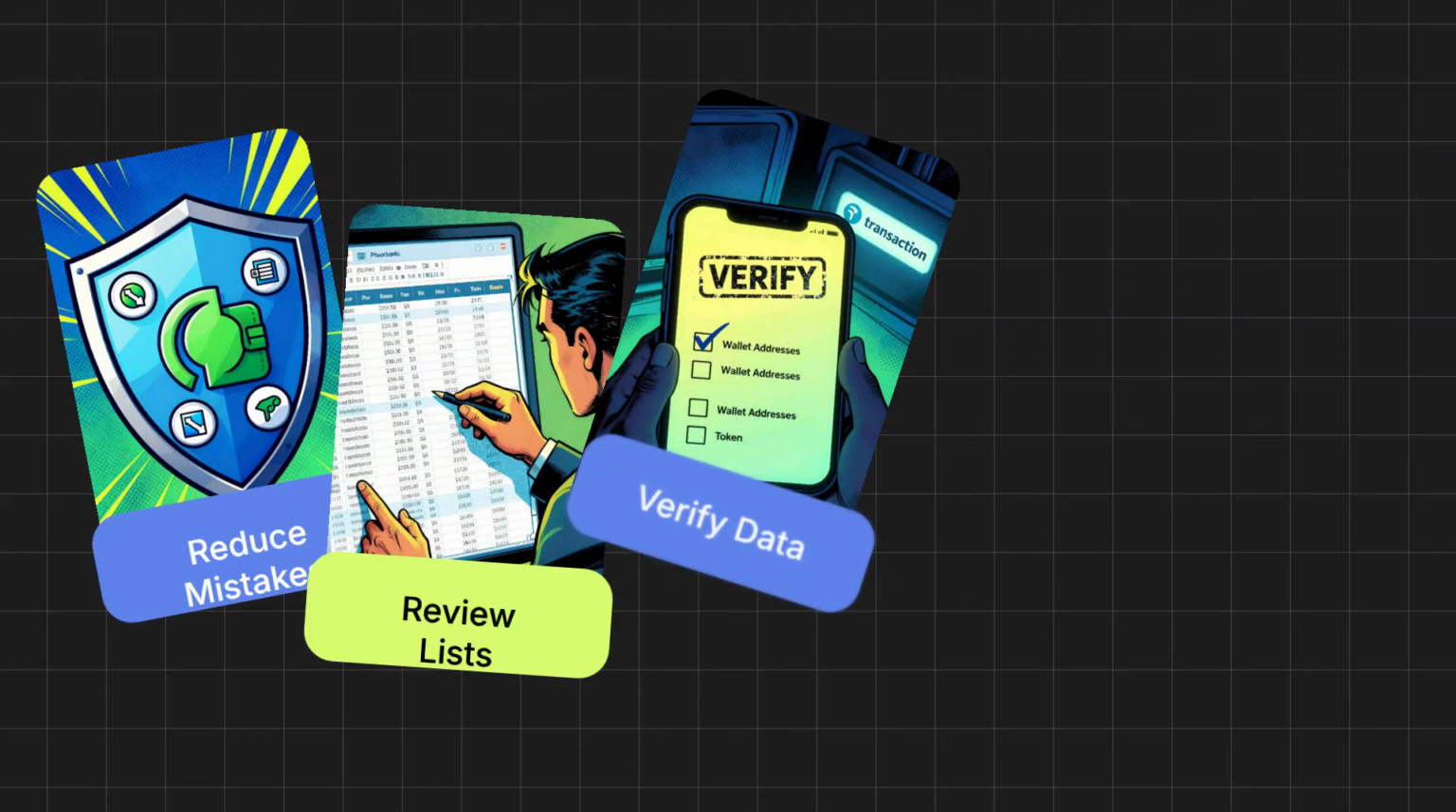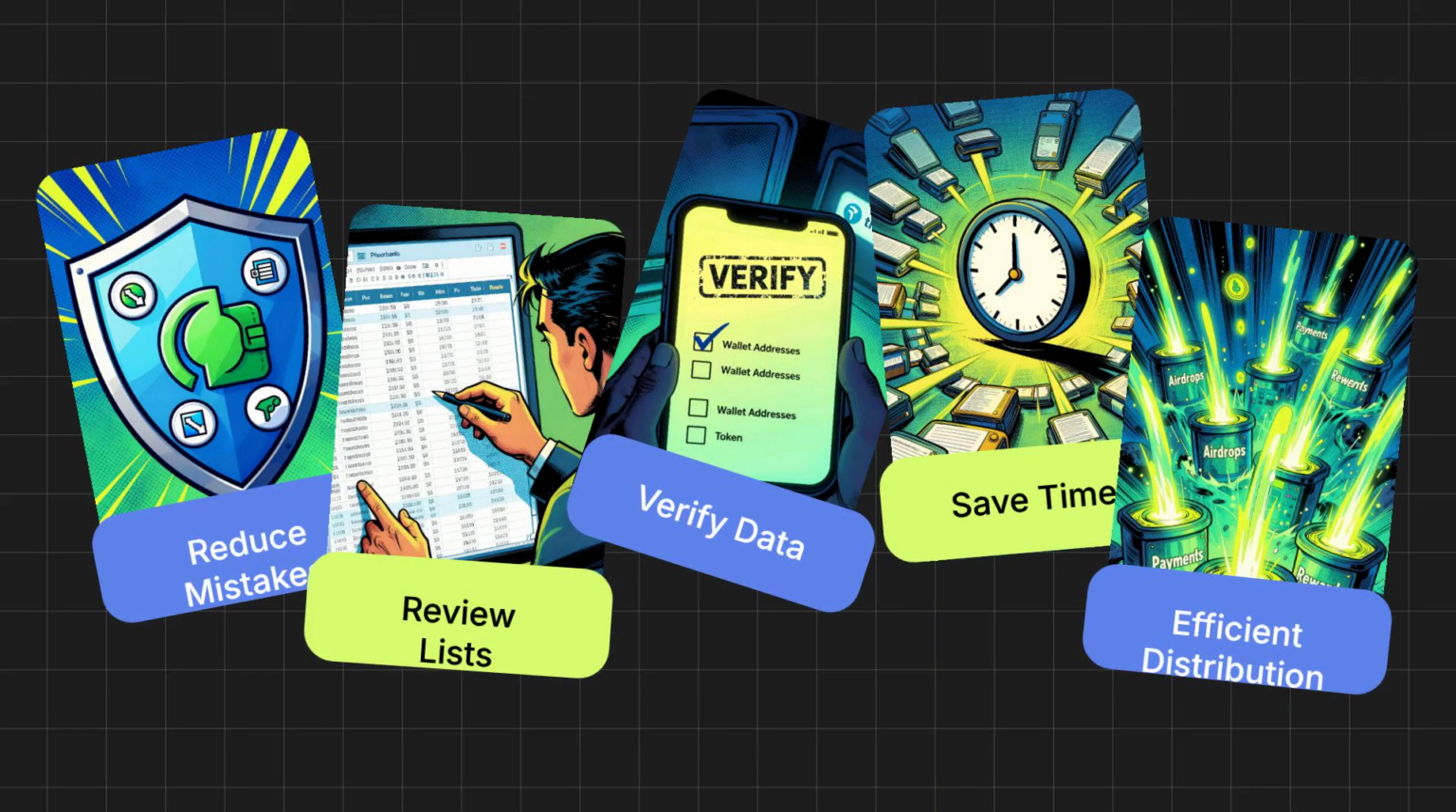Batch distribution workflows help reduce mistakes when sending tokens to multiple recipients. Instead of entering each wallet address and amount manually, projects can review the full distribution list before executing the transaction. This makes it easier to verify the wallet addresses and token allocations in advance. Batch workflows also save time, especially when sending tokens to large communities. For projects managing airdrops, contributor payments, or reward programs, this approach makes token distribution much more efficient.